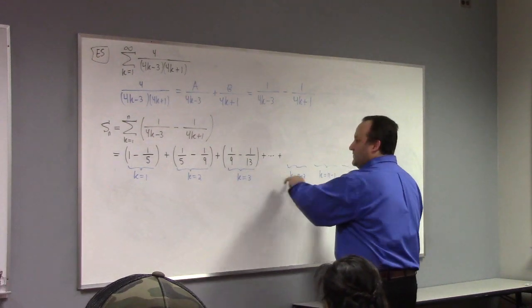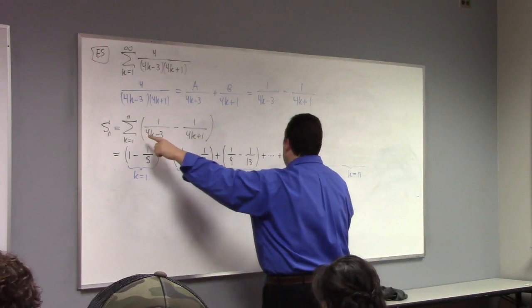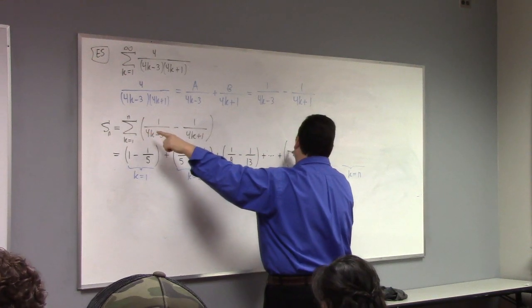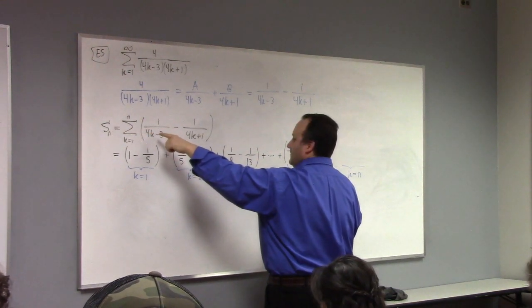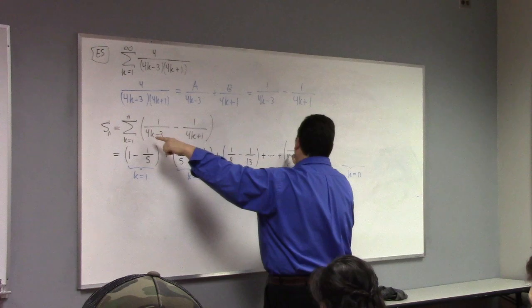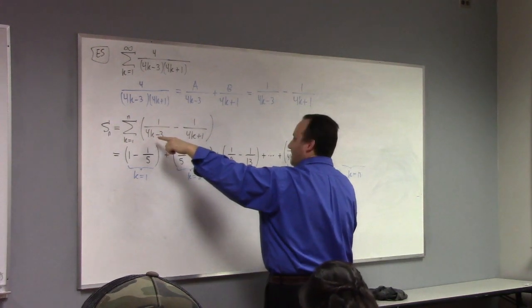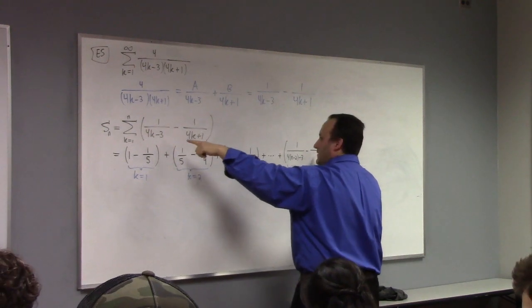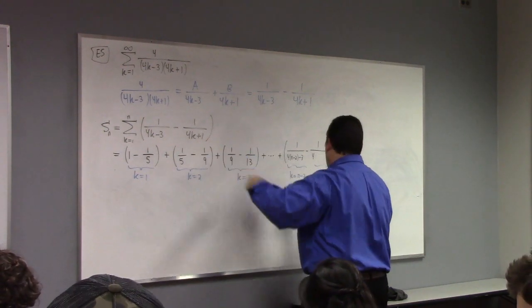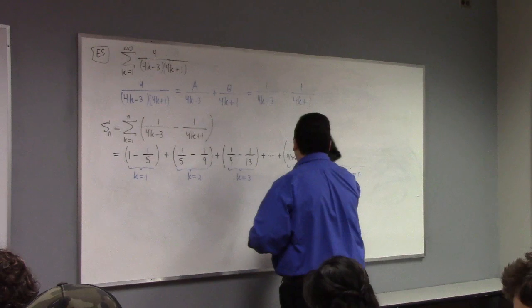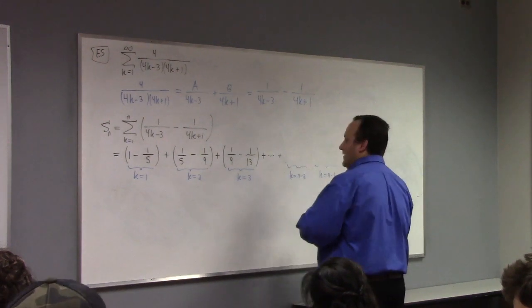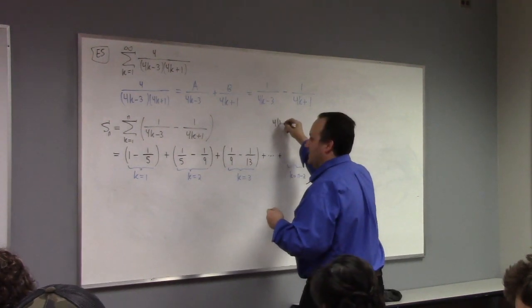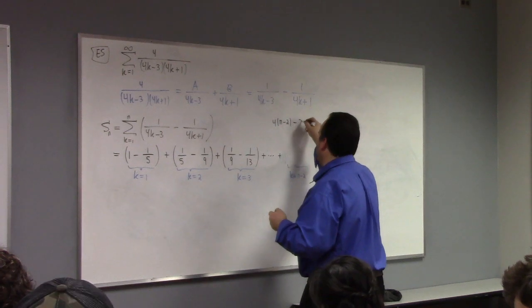If you put k equals n minus 2 into here, what do you get? 4 times n minus 2 minus 3, right? Minus 1 over 4 times... you know what, let me save myself some writing here and do some of the pre-processing up here. What is 4 times n minus 2 minus 3 equal to?